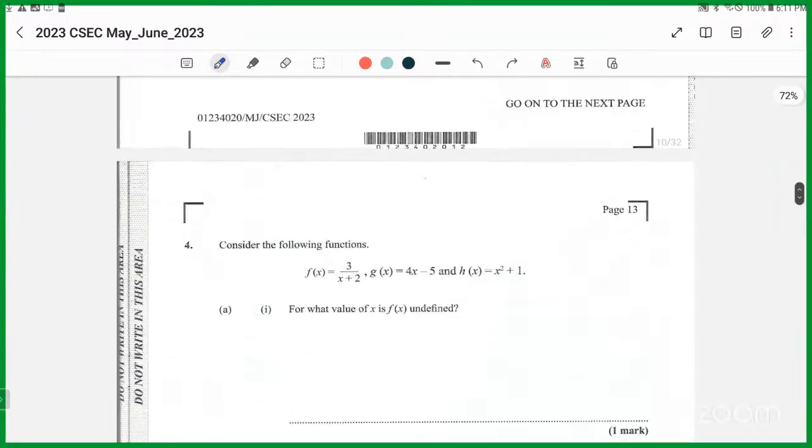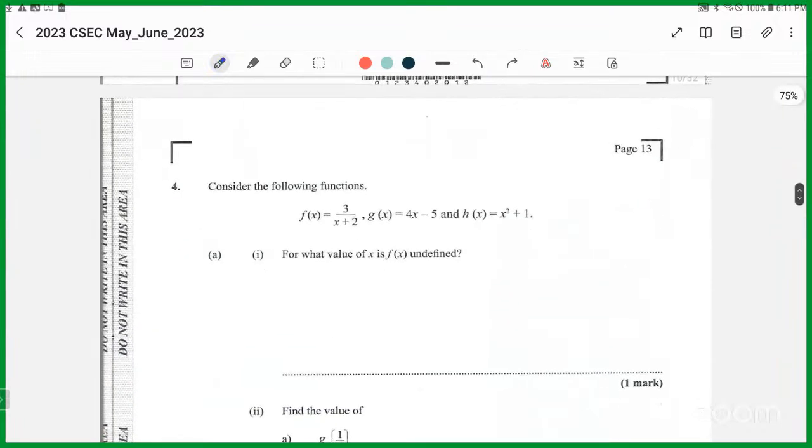Let's continue. This question gives us 3 functions, f, g, and h. What do they want us to do with them? First part says, for what value is f of x undefined? Another way we could have said this is, what value cannot be in the domain of f?